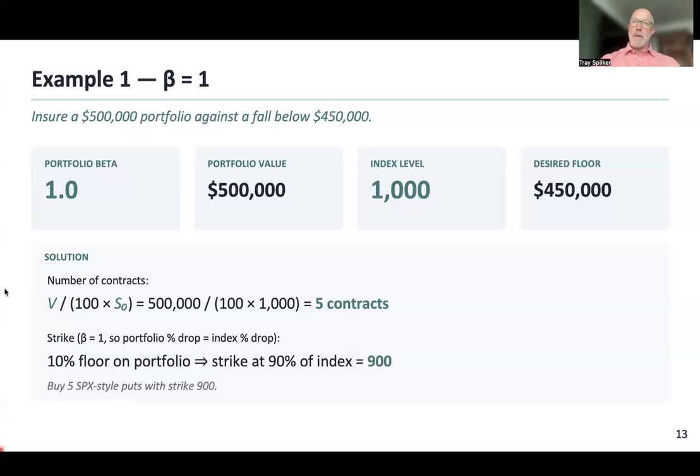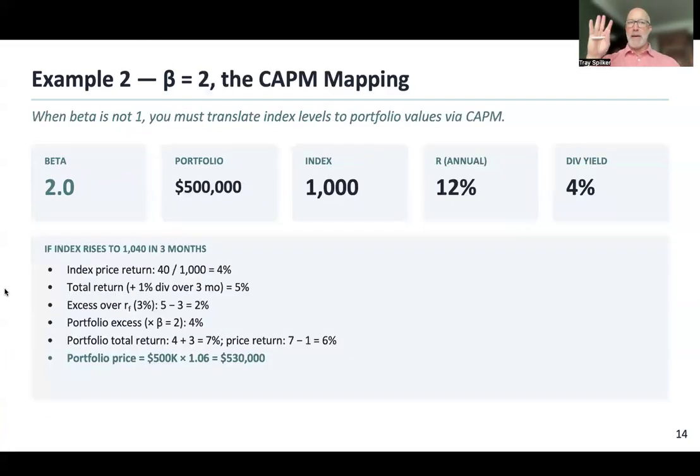Well, before we do that, I want to walk through the CAPM dynamics real quick here on the expected change in our portfolio's value for a given change in the index level. So here I have a beta of my portfolio equal to 2. It's the same portfolio value, 500,000. The index is at 1,000, and the risk-free rate on an annual basis is 12%, and we have a dividend yield here of 4%.